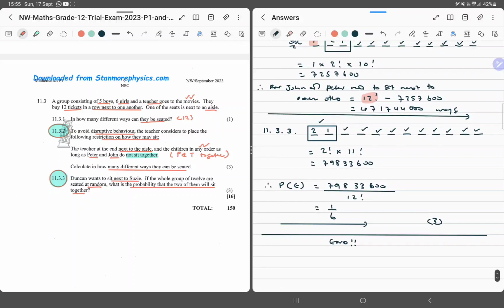So for this one, the 3 marks is basically trying to find the number of ways in which they can sit in this restriction, and then substituting into that formula of probabilities and getting the answer. So this is how this whole 150 marks could have gone for a student.